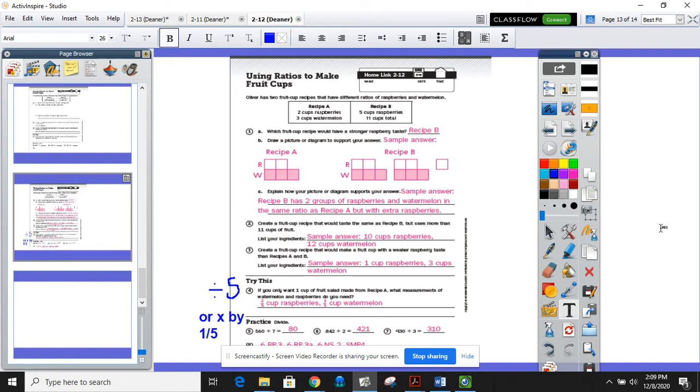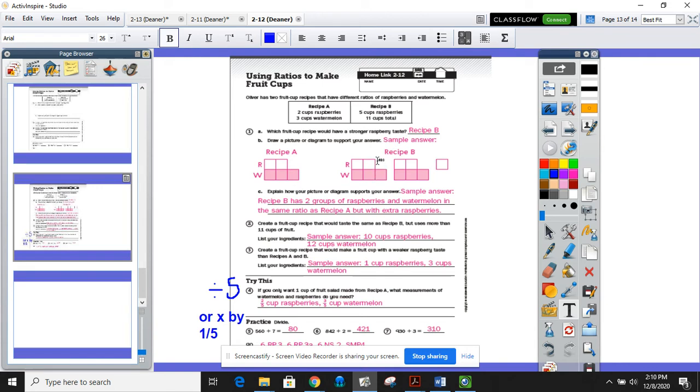Home link 212. It was recommended that you draw a picture or diagram to support which recipe would have a stronger raspberry taste. So over here, they drew recipe A with 2, because it's 2 cups of raspberry, so 2 boxes for the 2 cups. And the watermelon was 3 cups. So it's a 2 to 3 ratio here.